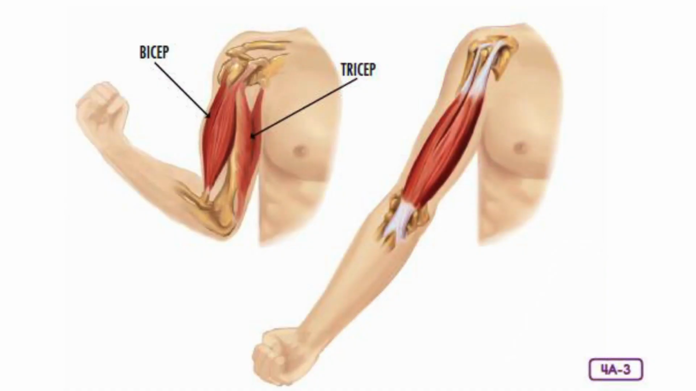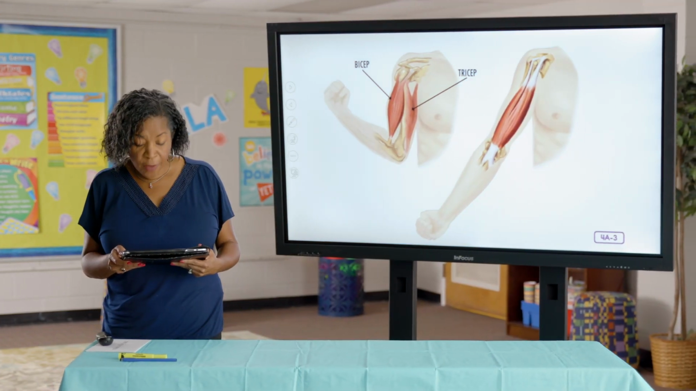Most muscles work in pairs. Muscles only pull on bone. They cannot push. As your muscles pull on bone, they contract or they get shorter. In order to relax or lengthen, muscles need a partner to pull the bone in the opposite direction. Paired muscles never pull at the same time. One pulls, the other relaxes. One relaxes, the other pulls.